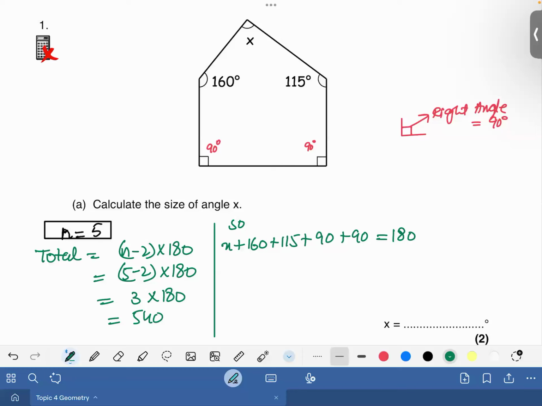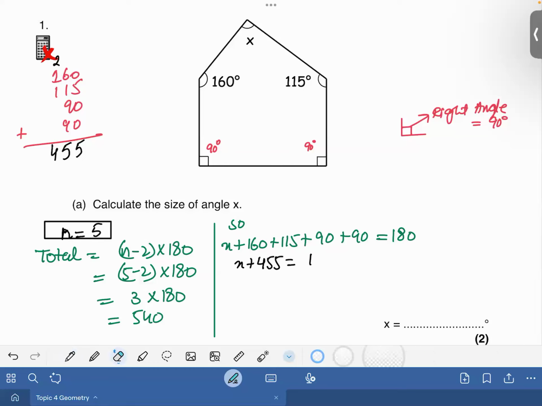If you have a question like this, please add them in pairs, or proceed with rough working. Adding 160, 115, 90 and 90, always add from the right side. 0 plus 5 plus 0 plus 0 is 5. 6 plus 1 is 7. 7 plus 9 is 16. 16 plus 9 is 25. 2 plus 1 plus 1 is 4. It is 455. So X plus 455 equals 540. I wrote that by mistake earlier; it equals 540.